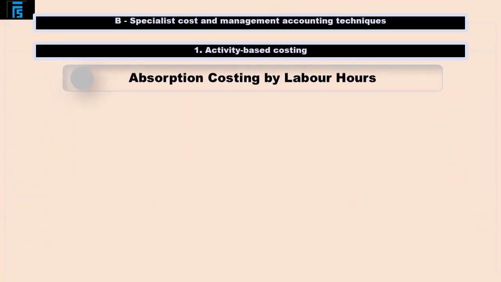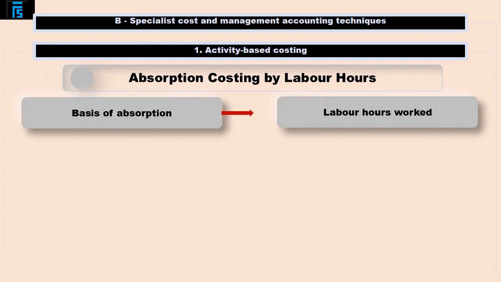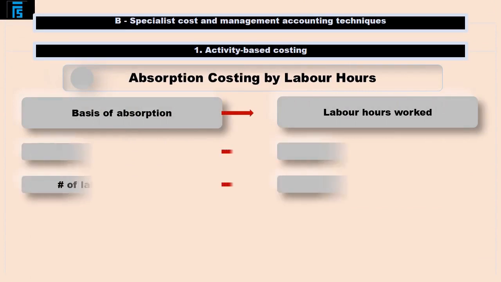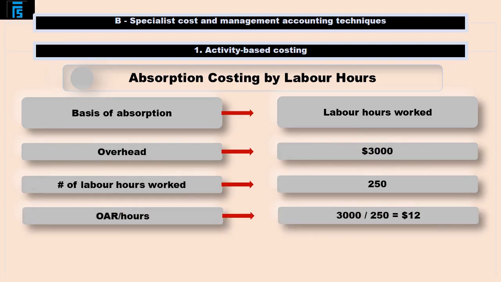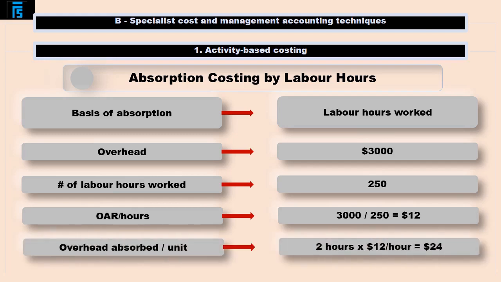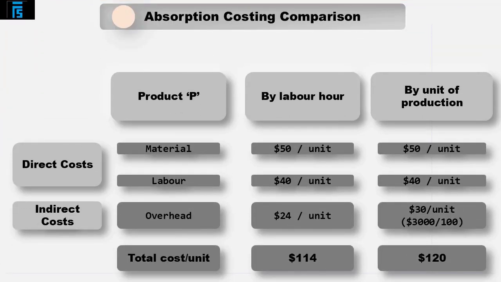Company A may have decided to absorb its overhead based on the number of labour hours worked. So if, for example, 250 labour hours had been worked in the period, then the overhead would be absorbed at the rate of $12 per labour hour. If we assume that each unit of product P required 2 labour hours, then the overhead absorbed by each unit would be $24, being 2 hours multiplied by $12 per hour. Total cost of unit of product P now equals $114.